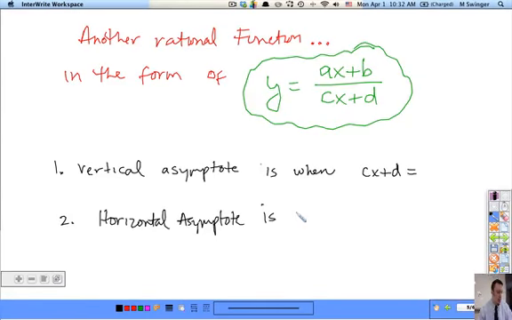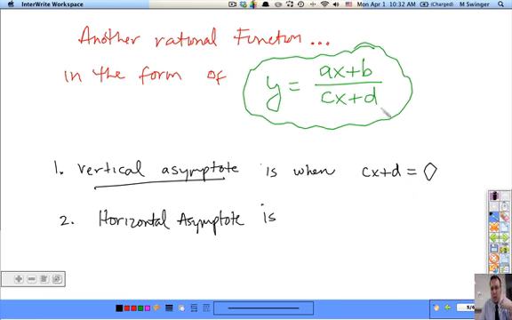Alright, the last part of section 2, graphing simple rational functions, is another rational function. So you have to pay attention to a lot of equations this chapter. When you see something like this, ax plus b over cx plus d, it has certain characteristics. So we can find the vertical asymptote of this one. That's part 1. The vertical asymptote is when the bottom, the denominator, is equal to 0.